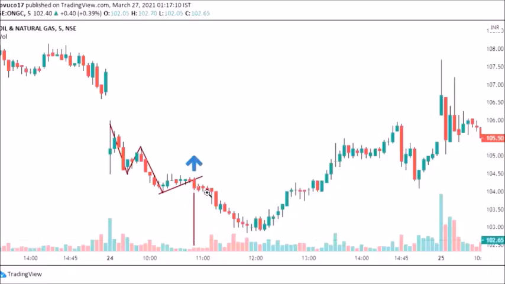So the entry will be below this candle's low, and the stop loss will be above the high of this candle. Your target can be the previous swing low or 1:2 RR. You can see the stock immediately started falling, and here more than the 1:2 target is met.